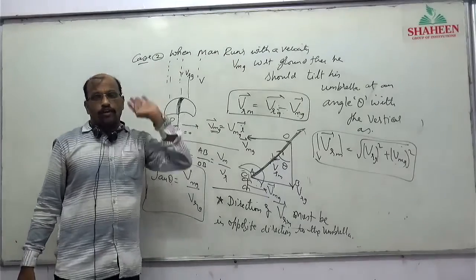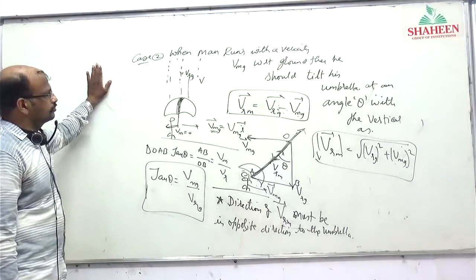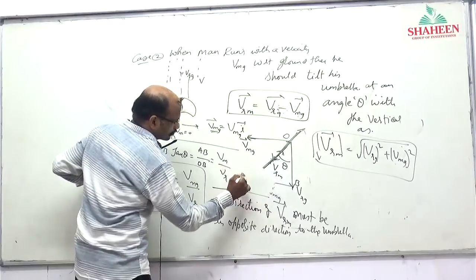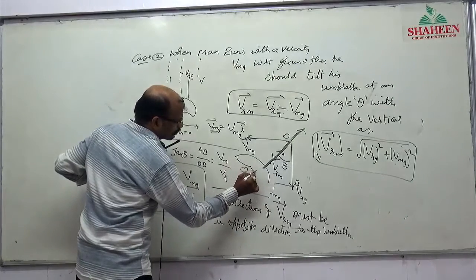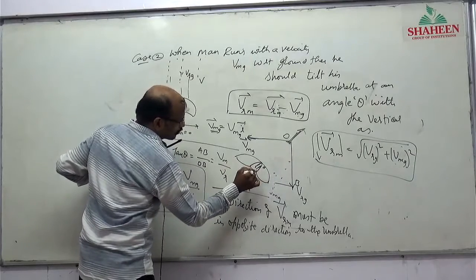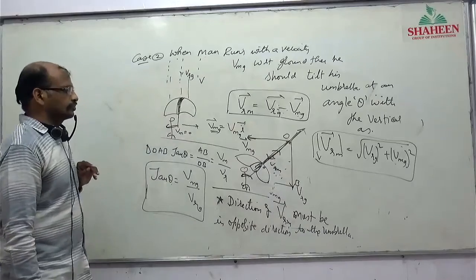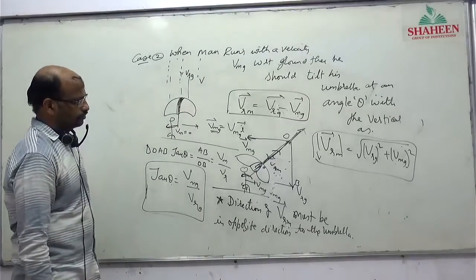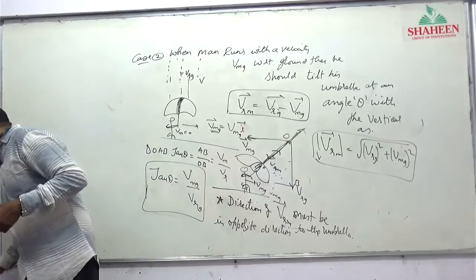You can copy it. When man runs with a velocity Vmg with respect to ground, then he should tilt his umbrella at an angle theta with a vertical. Here, rain is falling vertically downward. In order to get the direction of Vrm, we have drawn the vector diagram. I will explain the vector diagram again now.